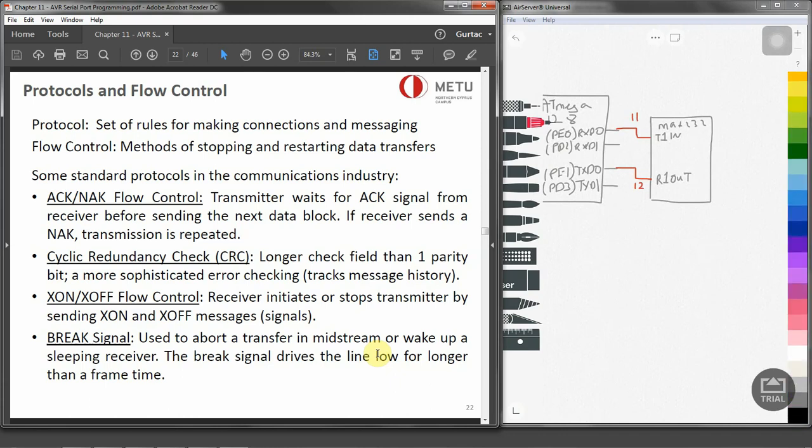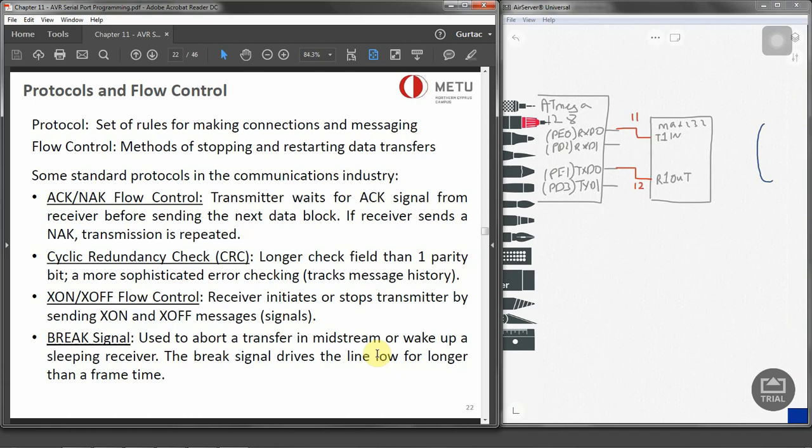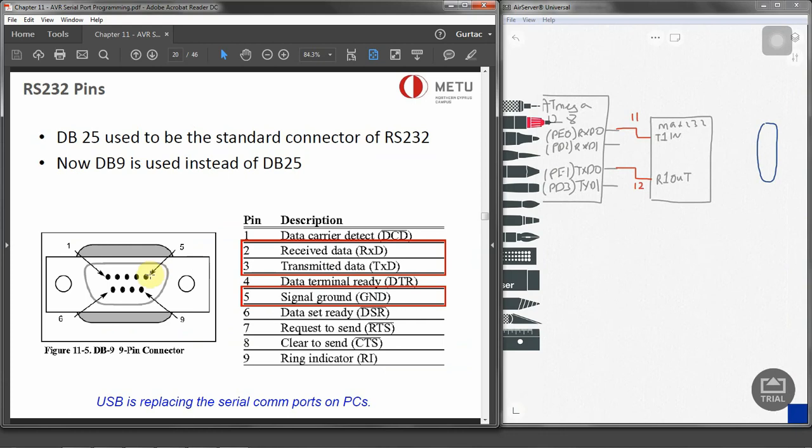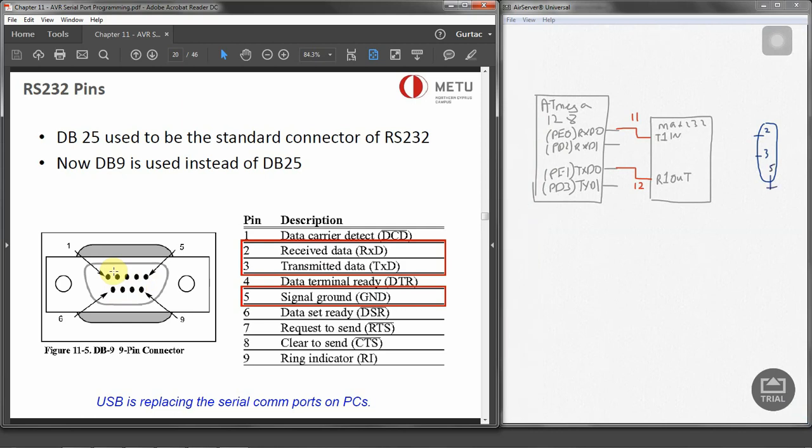Now, on the other side, we have got a DB9 connector. Okay, in this DB9 connector, which we already seen, if I go back, the pin 2 and 3 is for transmit and receive. Okay, these two are used for transmit and receive. So pin 2 and pin 3, and pin 5 is the ground. So pin 5 is going to the ground.